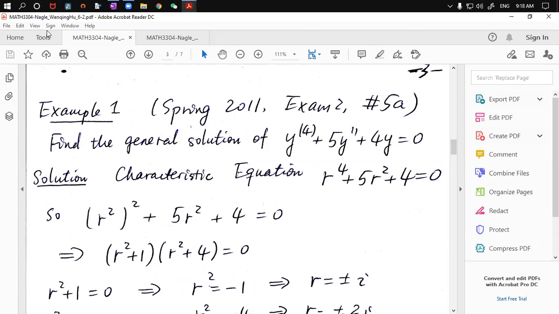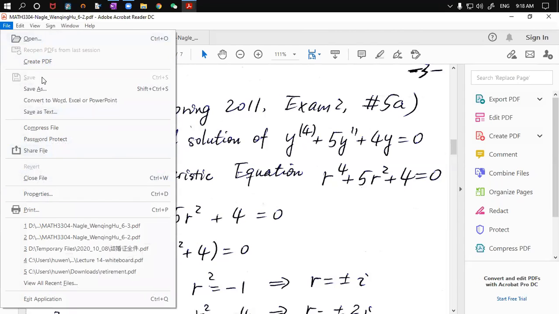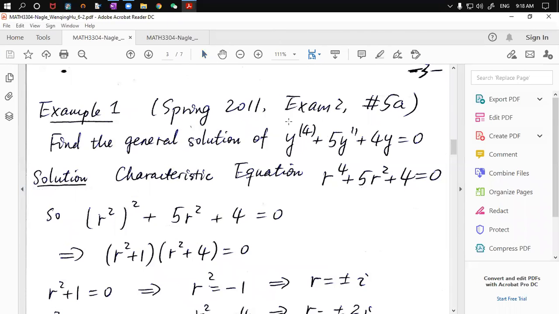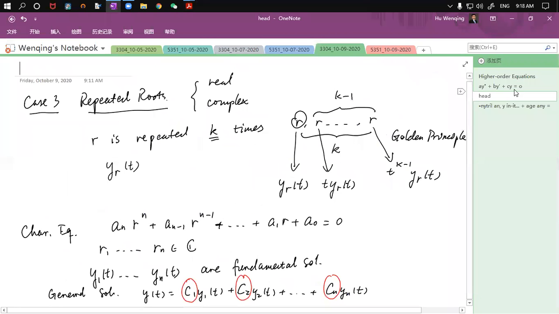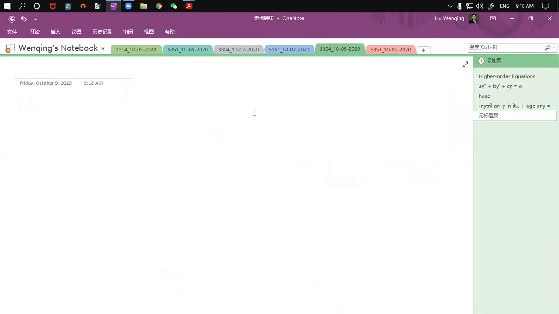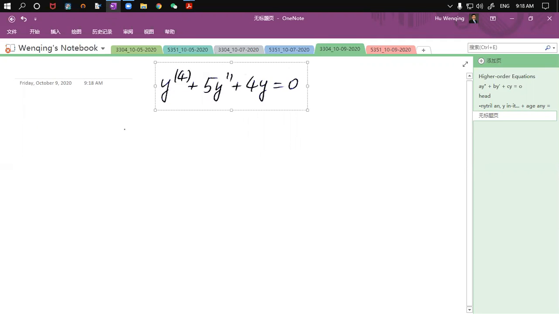Okay, so y fourth derivative plus 5 times y second derivative plus 4 times y is equal to 0. So we just want to find a general solution. How are we going to do that? It's a simple exercise. You can just write down the characteristic equation: r to the power 4 plus 5 times r squared plus 4. There's no r term, so this is the zeroth derivative, and that's going to be equal to 0.